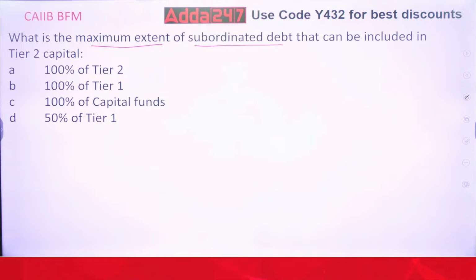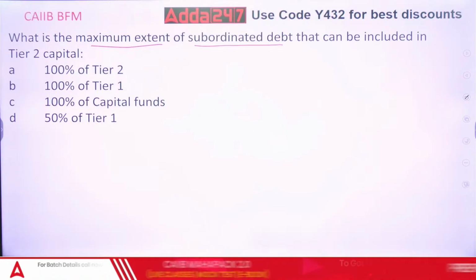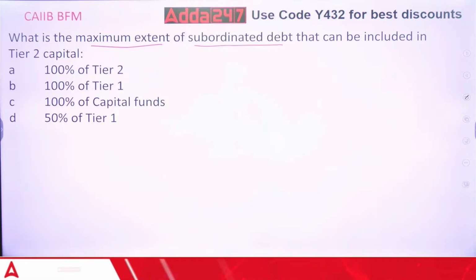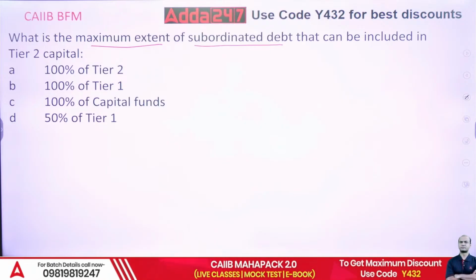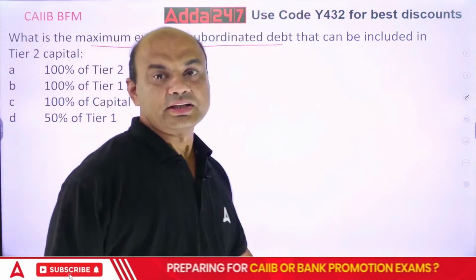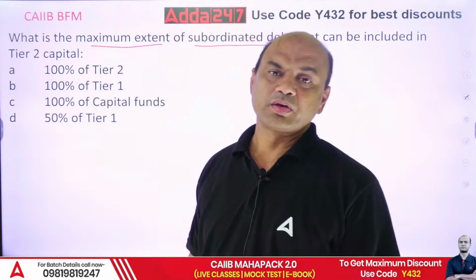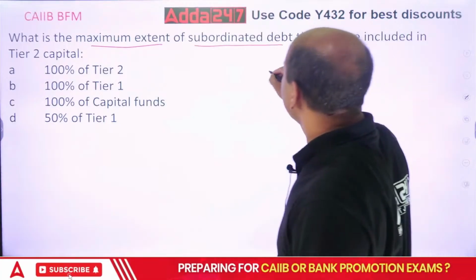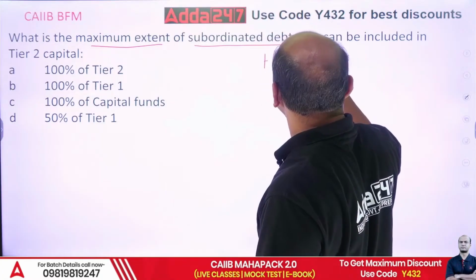Main elements. Mainly, see, there can be many. Main ones are general provisions, hybrid capital, preference shares, subordinate debt. What is the extent of this taken? So, subordinate debt, see, I'll write it over here. Hybrid. Earlier, hybrid. Okay, hybrid debt.